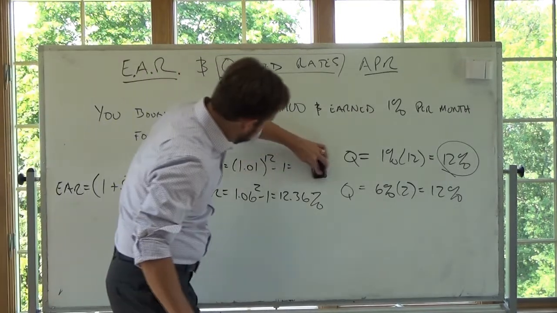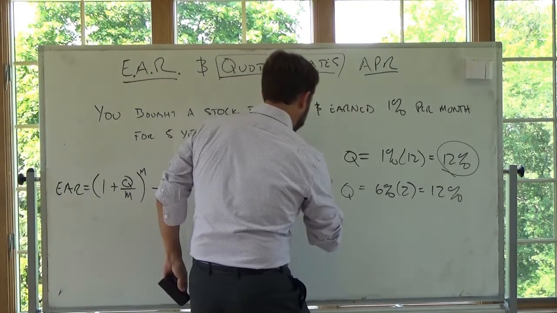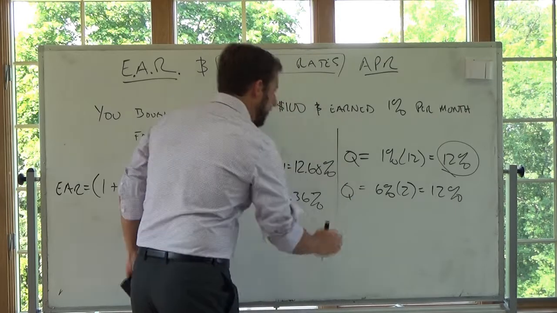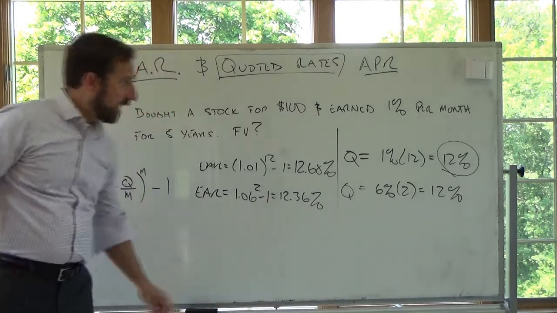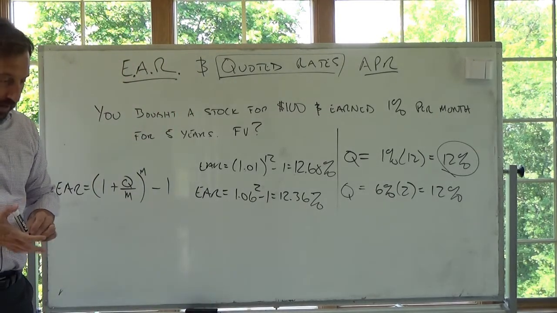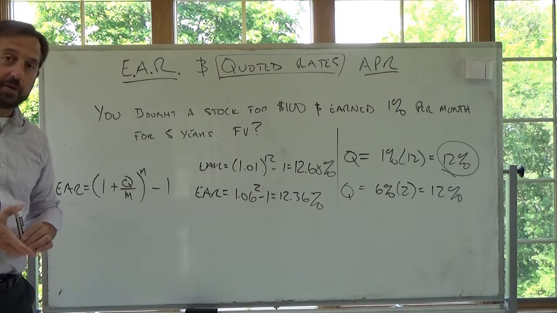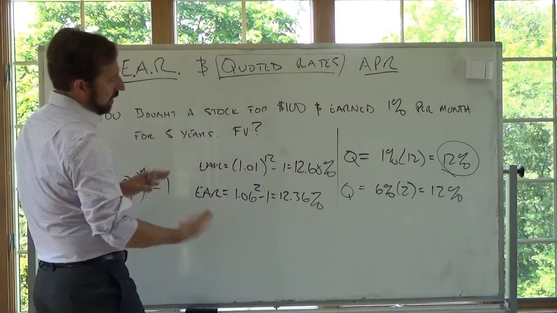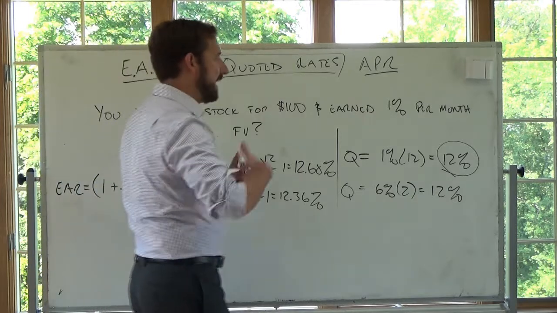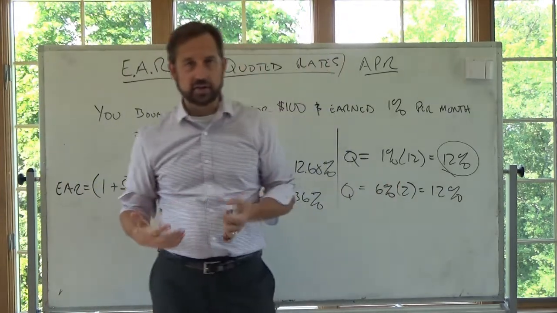So pardon my messy handwriting, but 12.68. So the idea here is this is more than that. 1% every month is a higher rate than 6% semi-annually. All right, so if we want to compare two rates, we can use the effective annual rate calculation in general in any time value of money calculation.